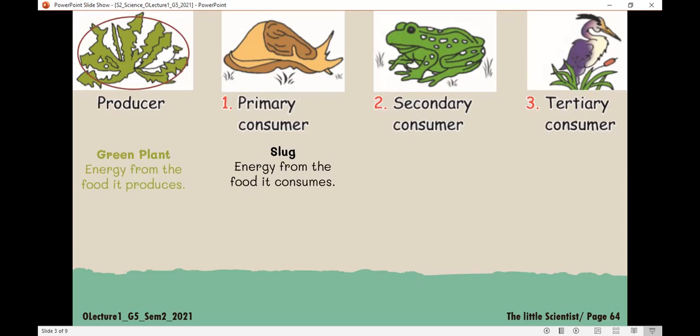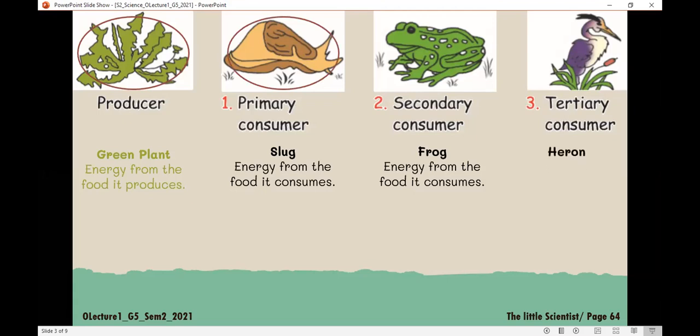Please unmute yourselves and talk with me and answer this. What does a frog eat? Insects. In this slide, what does the frog eat? The slug. It's food. So who gives the frog the energy? The slug. Excellent. What does the heron eat? The frog. It consumes the frog. So it's the frog that provides the heron with the energy it needs.